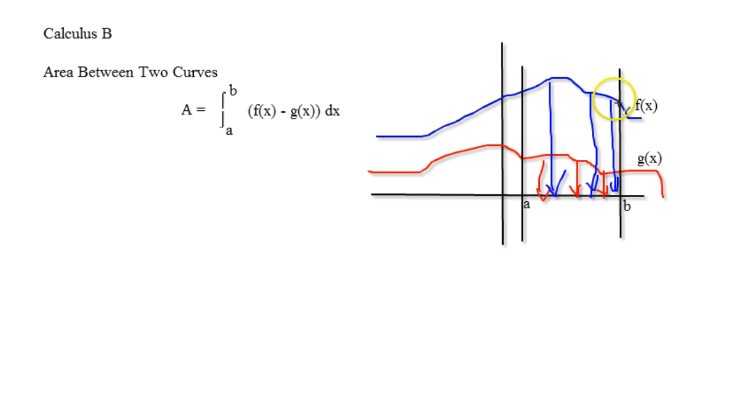If I'm wanting to find this area in here, I just have to subtract this from this, and what I'm left with is this. And that's why we do the subtraction that way. So let's see a sample problem.